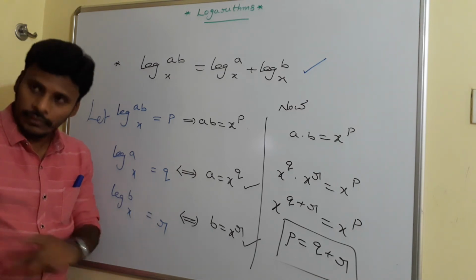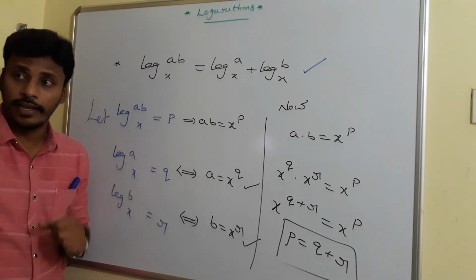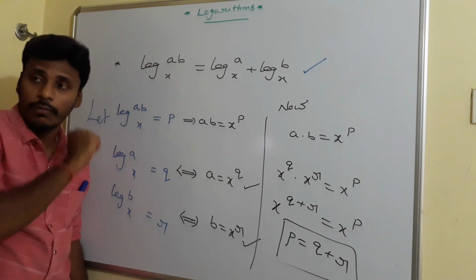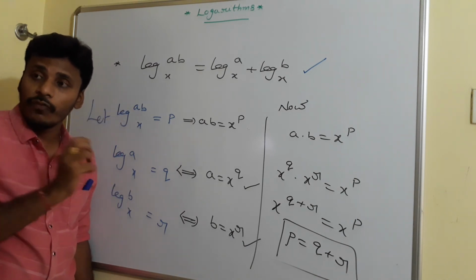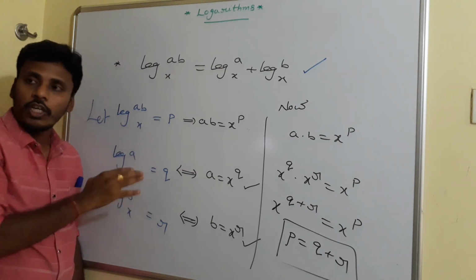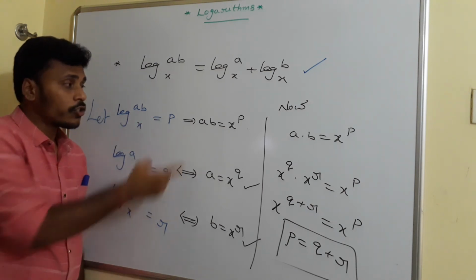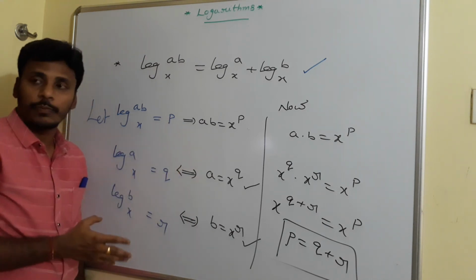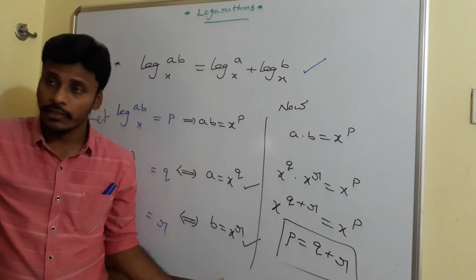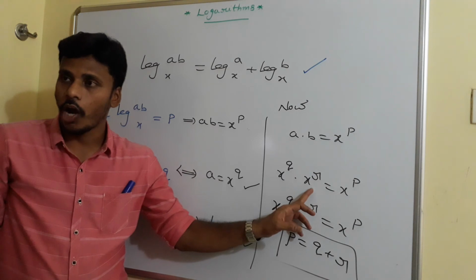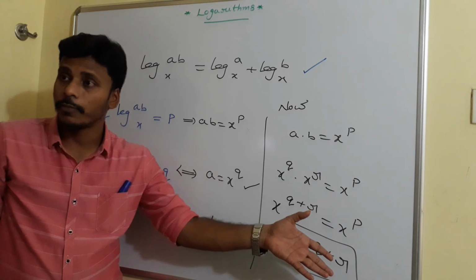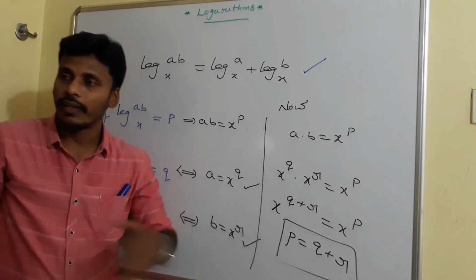Just have a look. Now it's the time for a screenshot. Just take a screenshot again. Logarithm of ab base x is equal to logarithm of a base x plus logarithm of b base x. The problem involves three logarithms, so you take these three logarithms as p, q, and r and convert them into exponents. So ab is x power p, a is x power q, and b is x power r. From the first relation, ab is equal to x power p. From the second and third relations, replace a with x power q and b with x power r. On the left side, if you multiply, that is x power q plus r. Equalize the powers. Since bases are equal, p is equal to q plus r. There ends our proof.